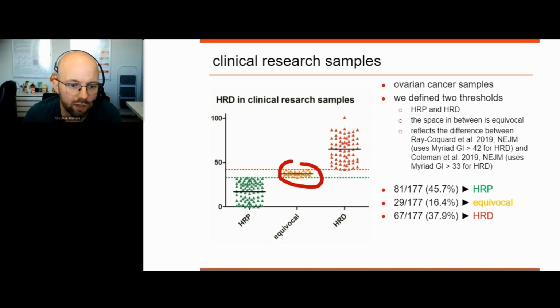So HRD is here, and in my personal opinion, you are quite well in the numbers Yann already showed. So up to 40%, close to 40% HRD in ovarian cancer when BRCA1 and 2 is wild type.